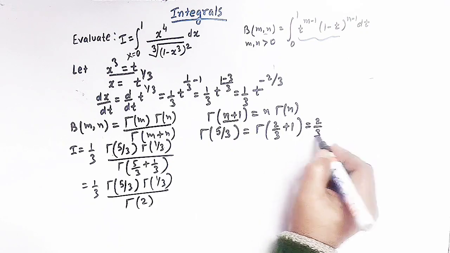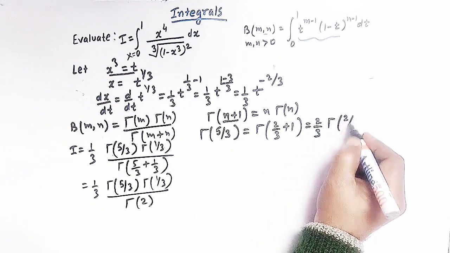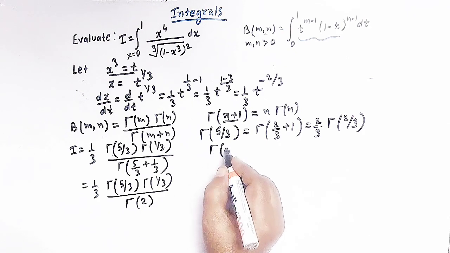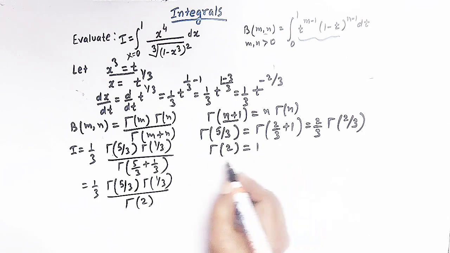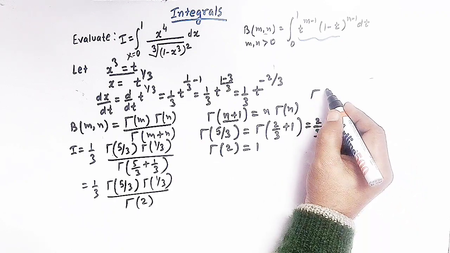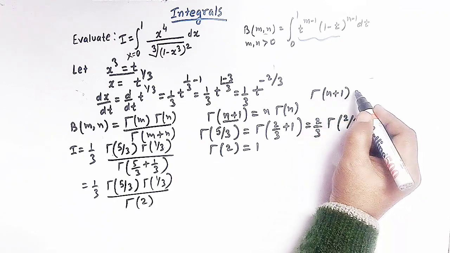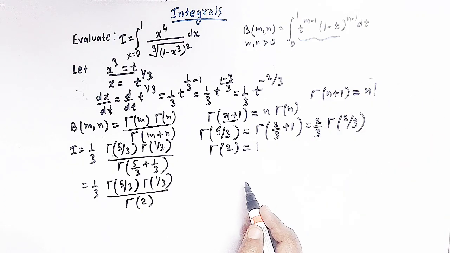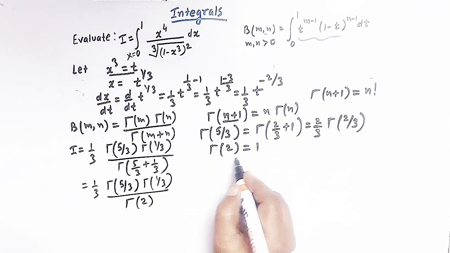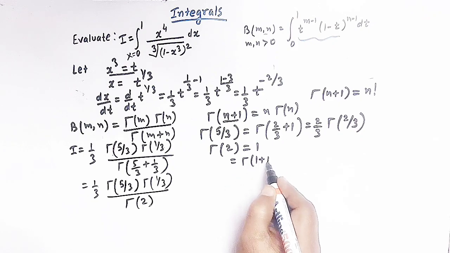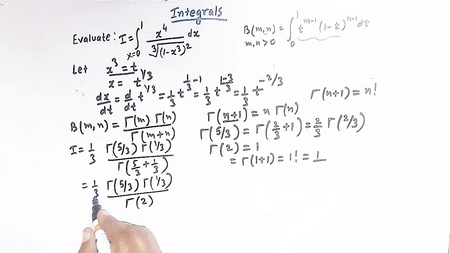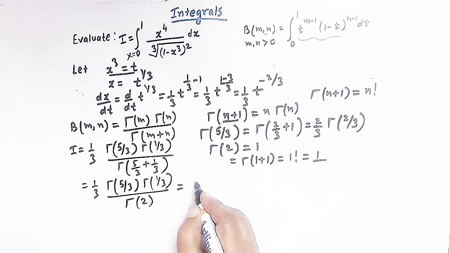So we have 2 over 3 times gamma 2 over 3. And gamma 2 is equal to 1, because we know that gamma n plus 1 is equal to n factorial when n is a positive integer, right? So gamma 2 can be written as gamma 1 plus 1, and that is 1 factorial, that is equal to 1. So now we can write this expression as 1 over 3.